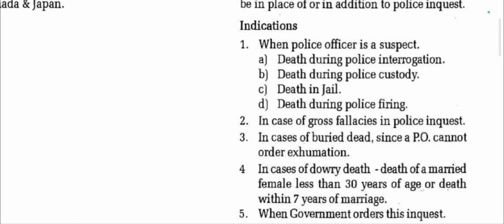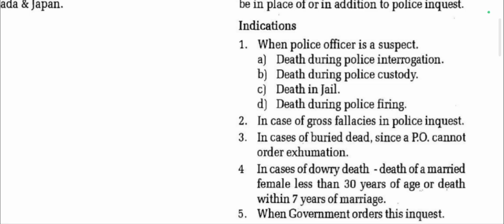Number 4, in cases of dowry death: death of a married female less than 30 years of age, or death within 7 years of marriage. This is again a question. Number 5, when the government orders this inquest. So these are the 5 indications under which magistrate's inquest is carried out.